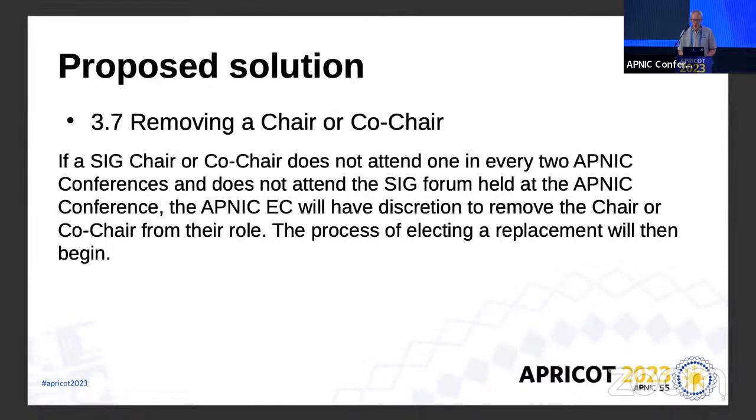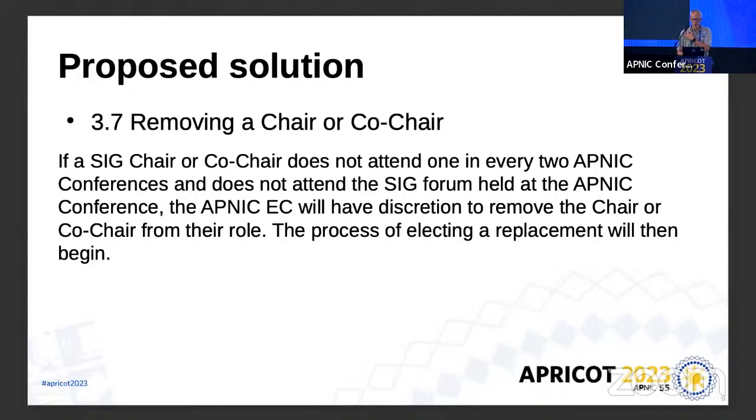3.7, removing a chair or a co-chair. If a SIG chair or co-chair does not attend one in every 2 APNIC conferences and does not attend the SIG forum held at the APNIC conference, the APNIC EC will have discretion to remove the chair or co-chair from their role. The process of electing a replacement will then begin.